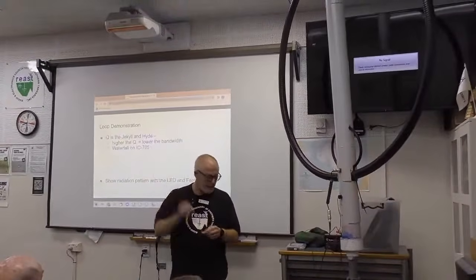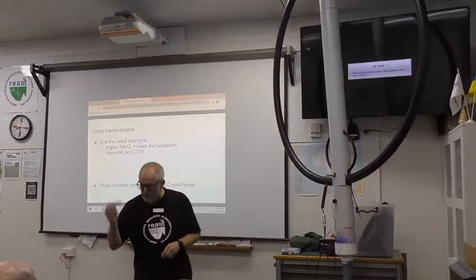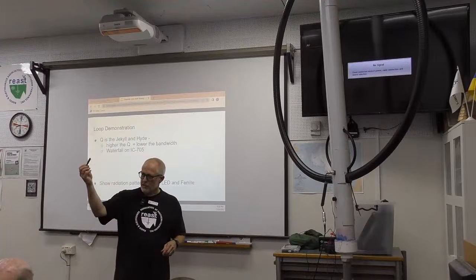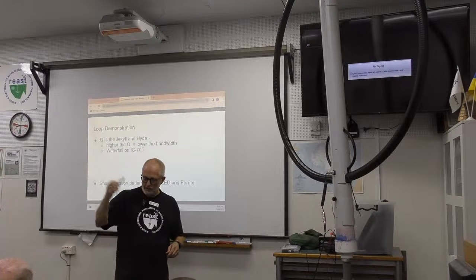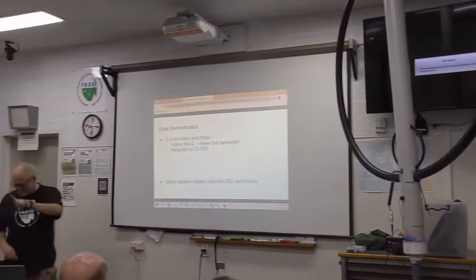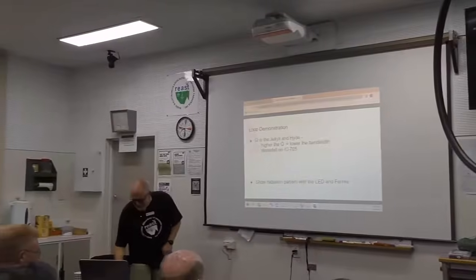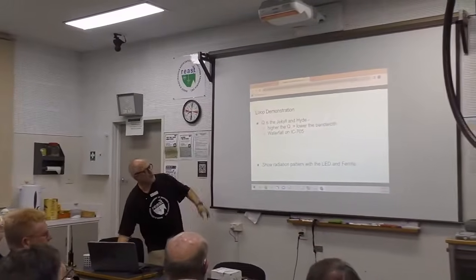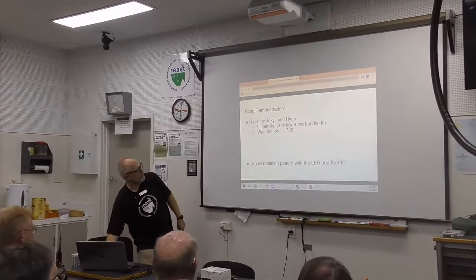So a really handy device. I used to use that for my 630 metre transmitter. I knew not to touch the antenna when that was lit because it bit. Alan's laughing. So yeah, just to show you that radiation pattern, and I've actually got a radiation pattern.